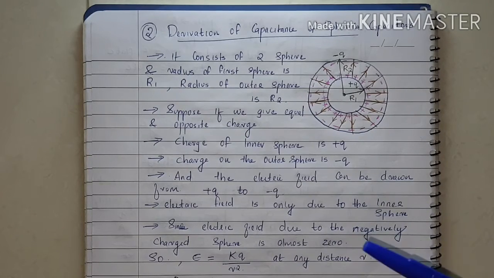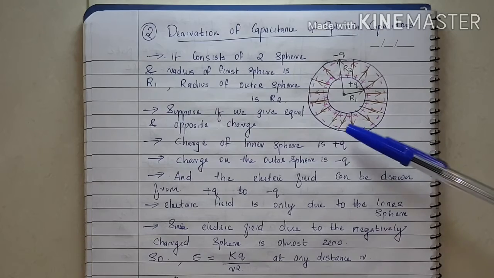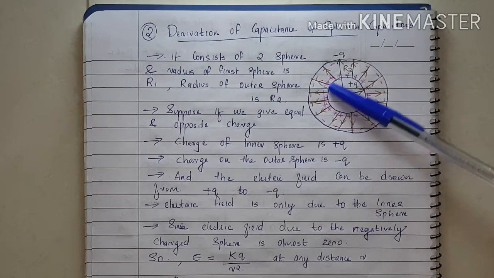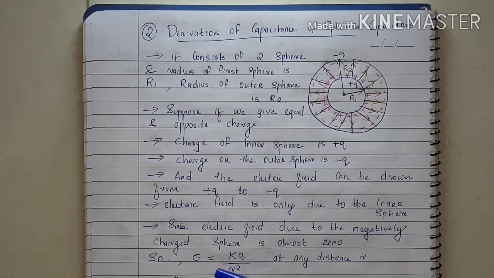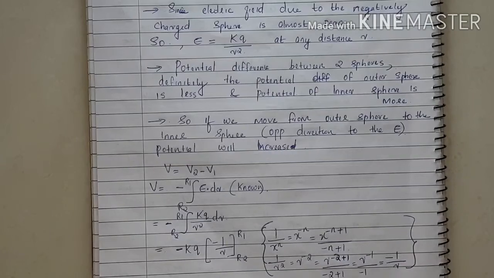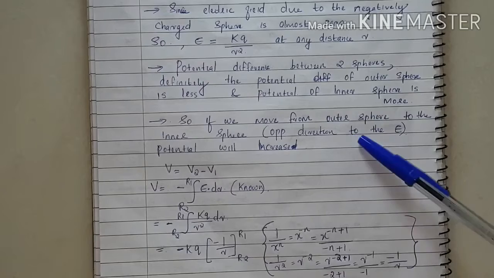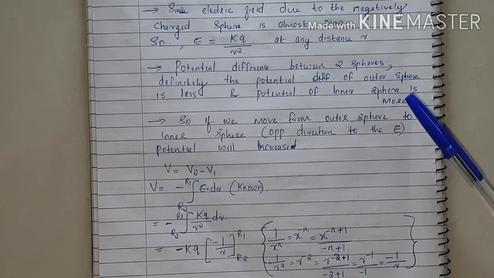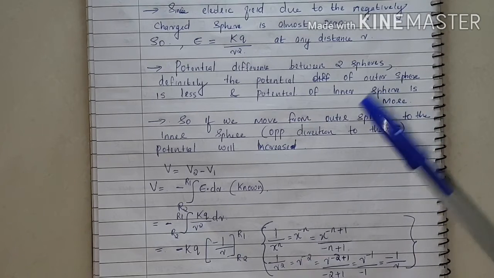And we know that the electric field due to the negatively charged sphere, that is the outer sphere, is almost zero. So we are only considering the electric field due to the inner sphere. E can be written as KQ by R square at any distance R. And also the potential of the negatively charged sphere, that is the outer sphere, is very less and the potential of the inner sphere is more.